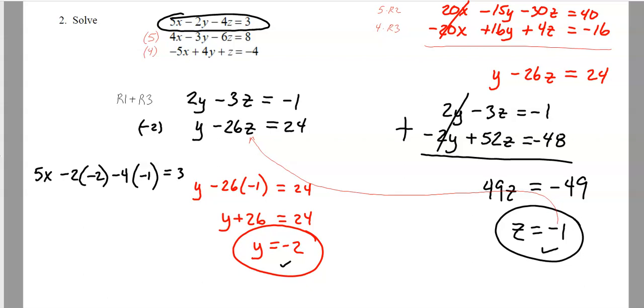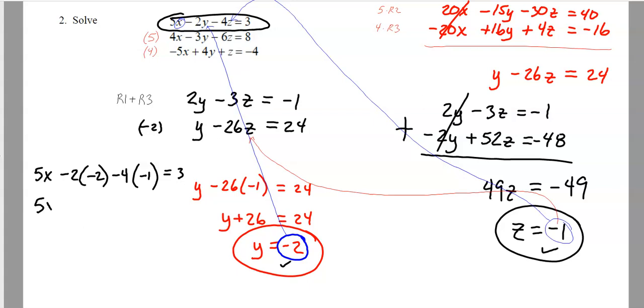equals 3. So just to show you what I did, I took this 2 and I plugged it in right there. And then I took this negative 1 and I plugged it in right there. And I'm trying to get this x right here. So that's what all my work right here is showing.